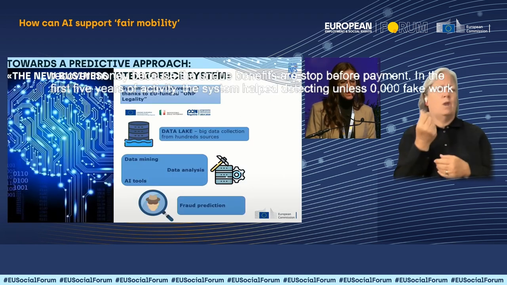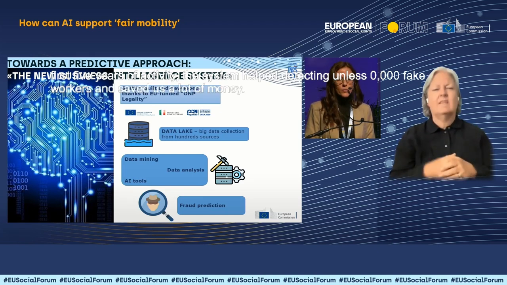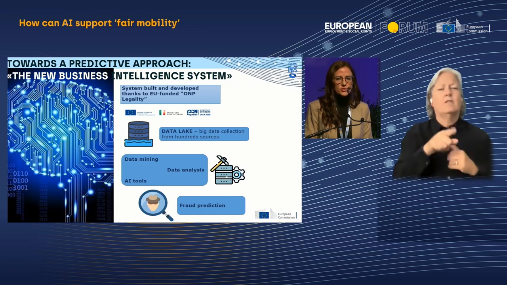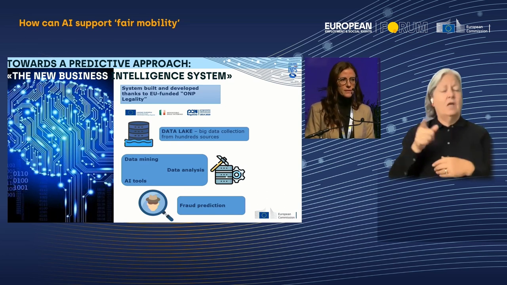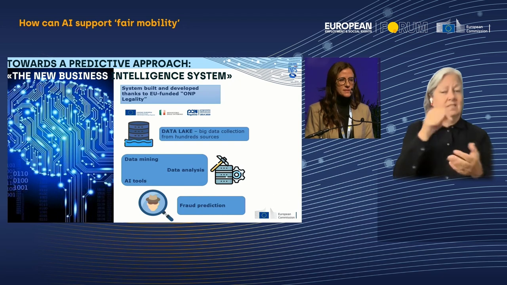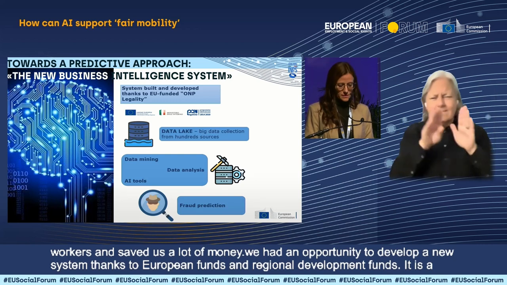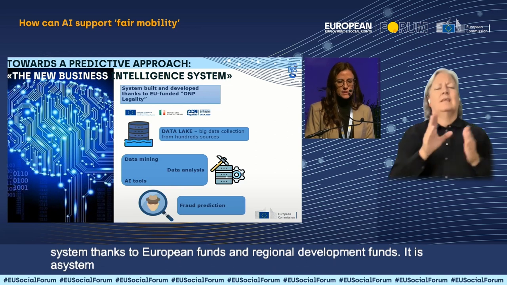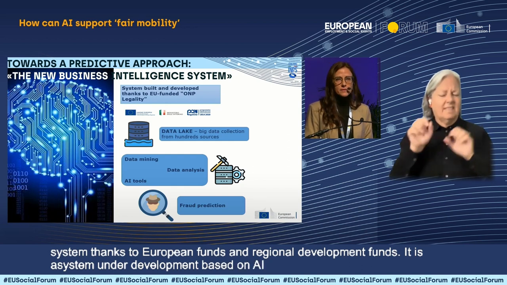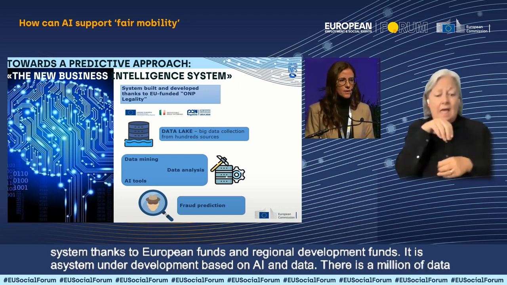Next slide, please. In the framework of the anti-fraud activities, IMSS had the opportunity to develop a new business intelligence system thanks to a national program which is funded by the European Social Fund and the European Regional Development Fund. It's a very advanced system, which is still developing, based on big data technology and on some AI tools. It works on a data lake infrastructure where there are millions of data collected from different sources, both internal and external to our organization.